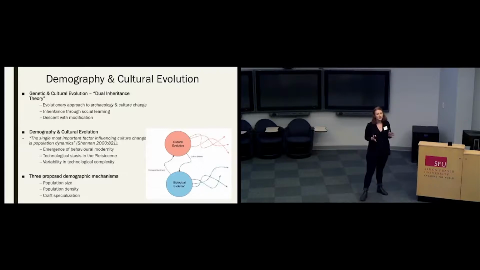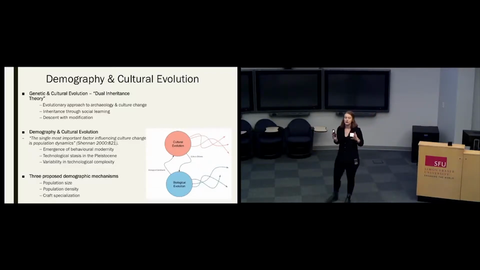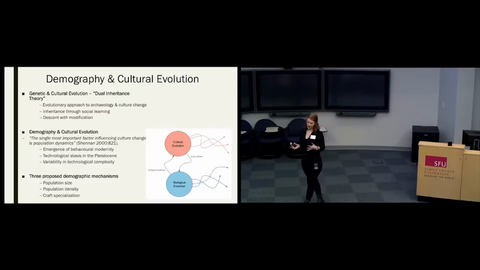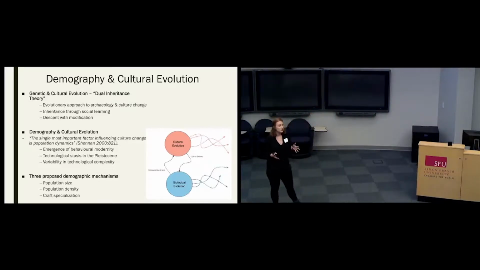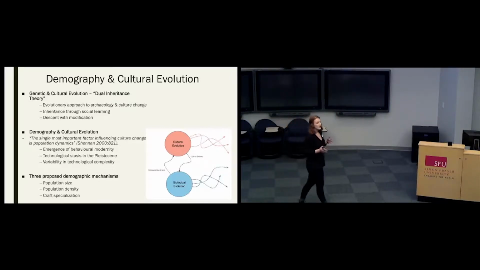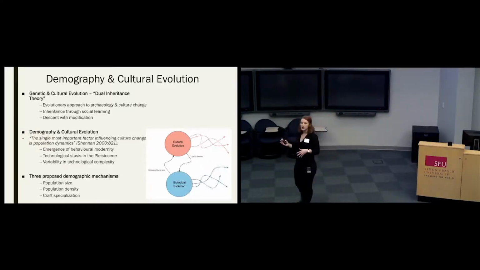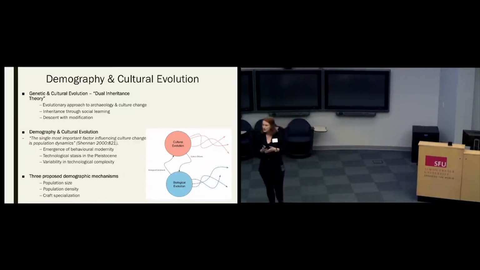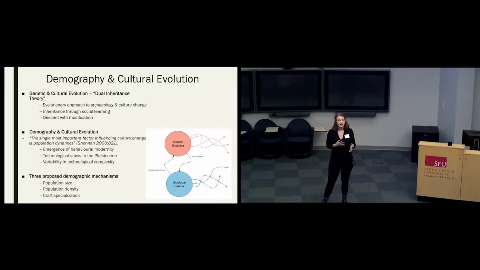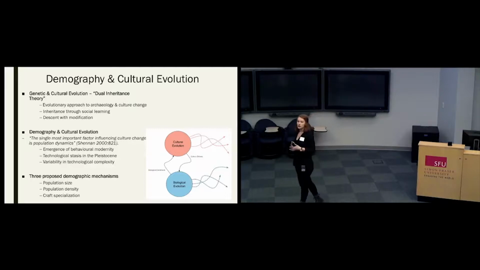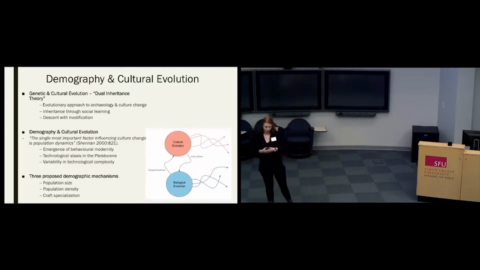So, the explanation of culture change has been one of the central goals of archaeology for at least the past 50 years. And recently, a new evolutionary approach has been applied to this under the name of dual inheritance theory. This theory states that both biological and cultural evolution have worked hand in hand to influence human evolution. So where biological evolution has inheritance through genetics, cultural evolution has inheritance through social learning.